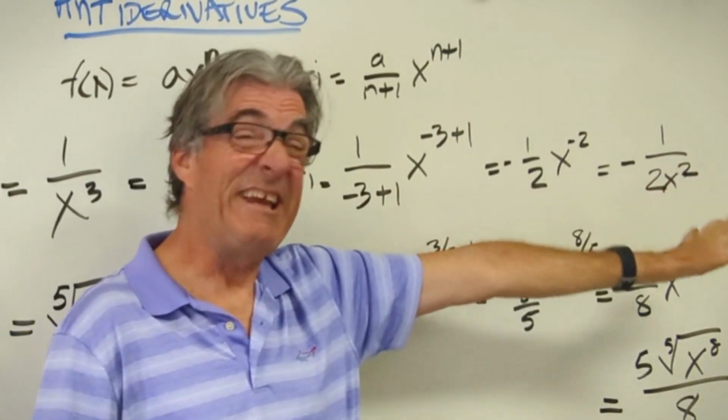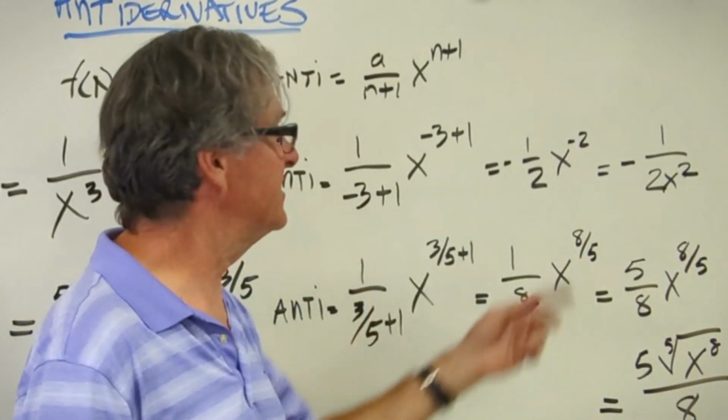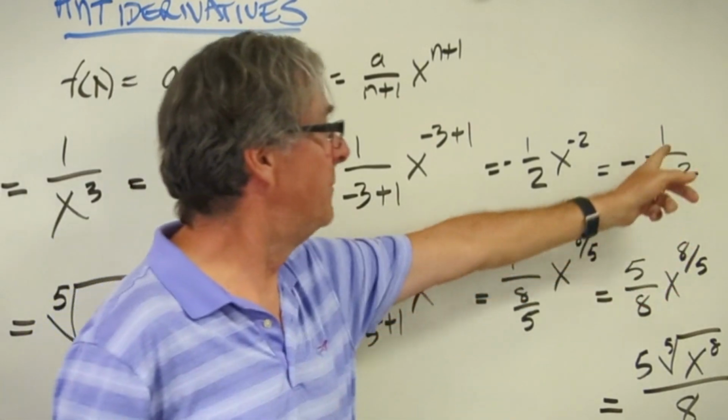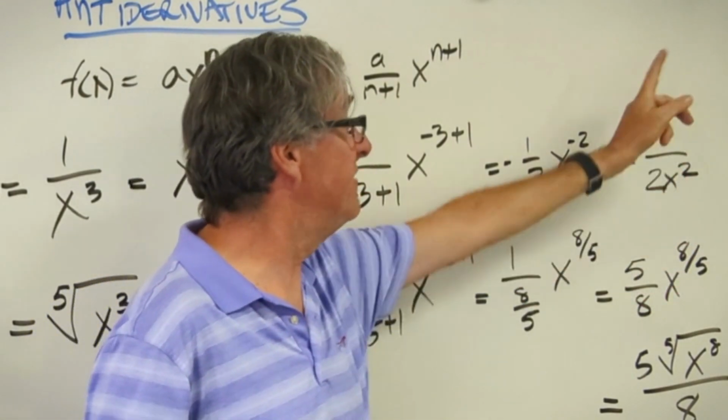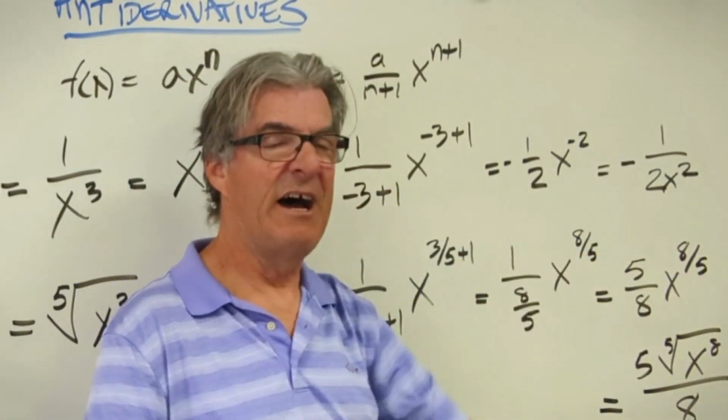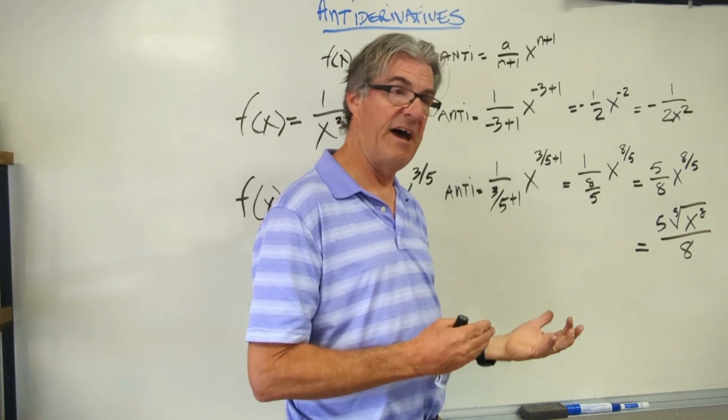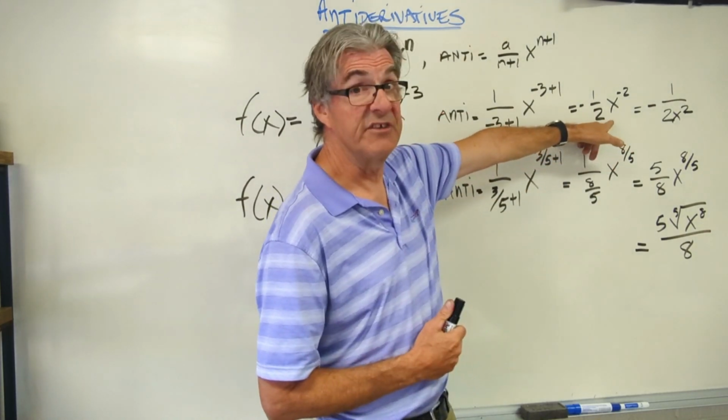Here is a more clean answer. I prefer that. On a test, I'm going to give you full points for that one, but it's really just negative 1 over 2x squared. I think that's a little further simplified, but this is a good answer also.